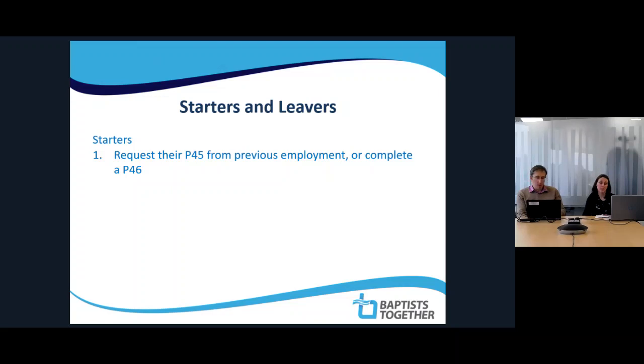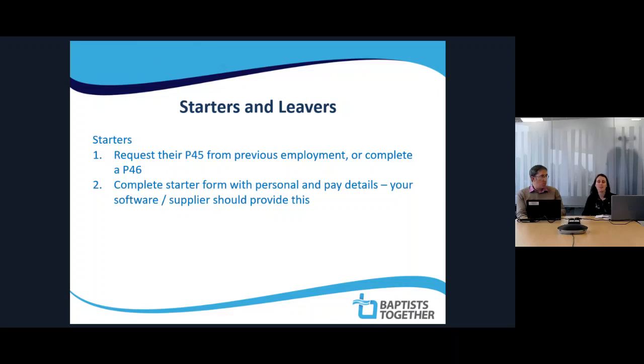You obviously need to get a starter form with their personal details: name, date of birth, address, national insurance number, etc. Again, you can get that from your software supplier, or HMRC, I think, have a starter checklist within their website. You also need things like their bank details, so you know where you're going to be paying them. You may need an email address to send them copies of their payslips, general personal information really.